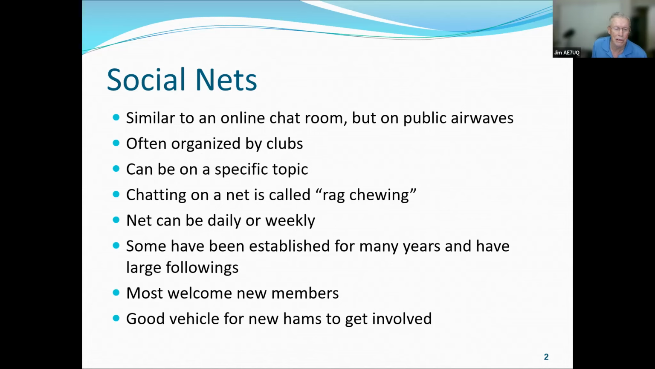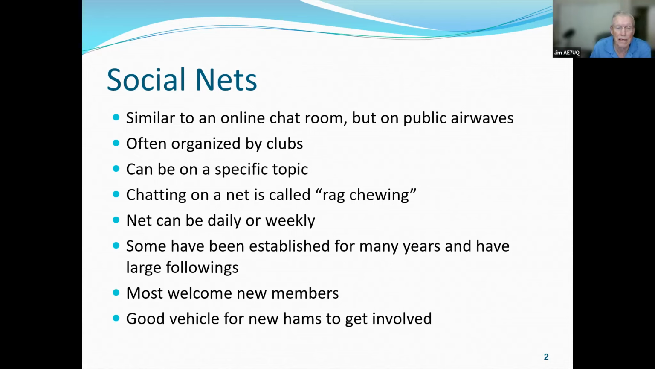Some nets are daily, some are every week, some may only be every month. A lot of nets have been around for years and have very large followings. And if you're a new ham, this is a good way to get involved in using your radio, because most of these nets, the social nets, welcome new members, and it's really a good way to get involved. I'll talk a little about that later on.